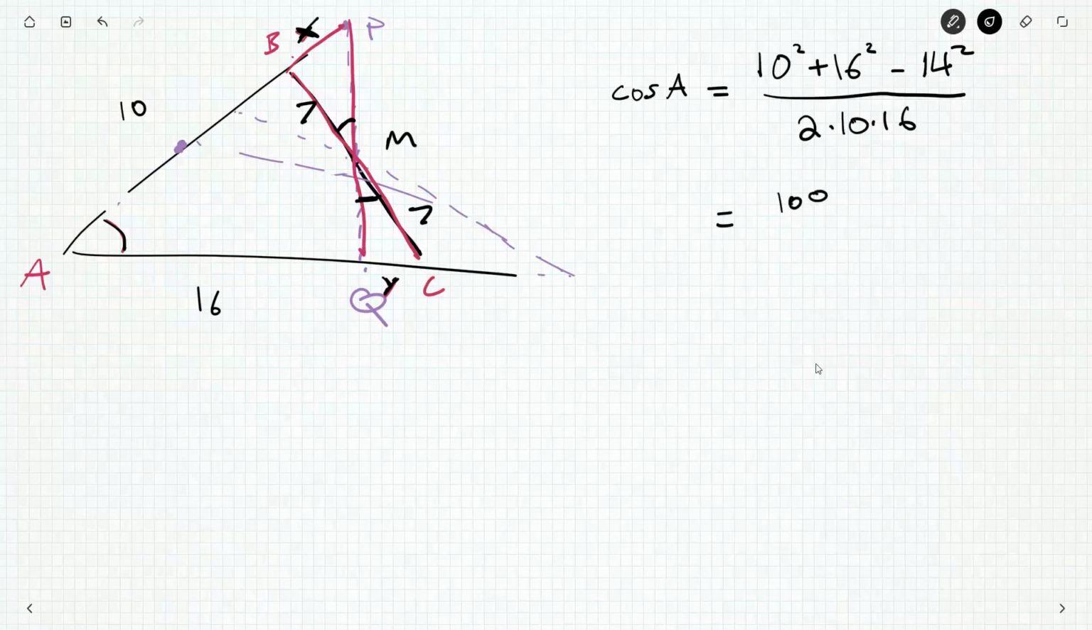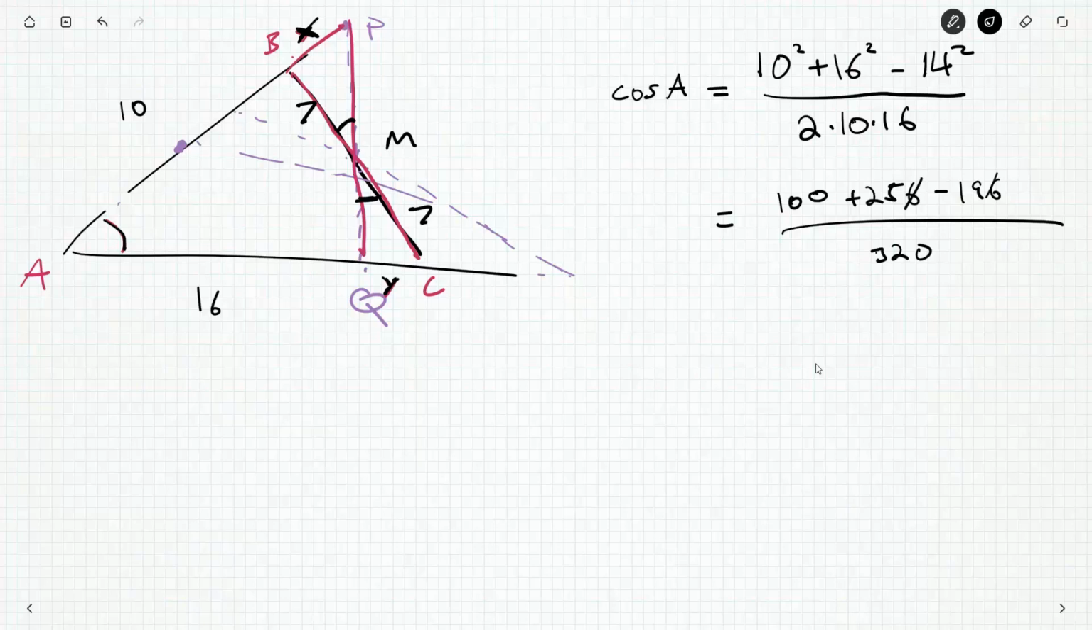So that'll be 100 plus 256 minus 196 divided by 3200. The 6's at least will cancel out. 250 minus 190 is 60. So we get 160 over 320. Oh, this is nice. This is 1/2. Cosine of A is 1/2, so therefore A is 60. We're probably going to have to use that. That's a nice angle to work with.